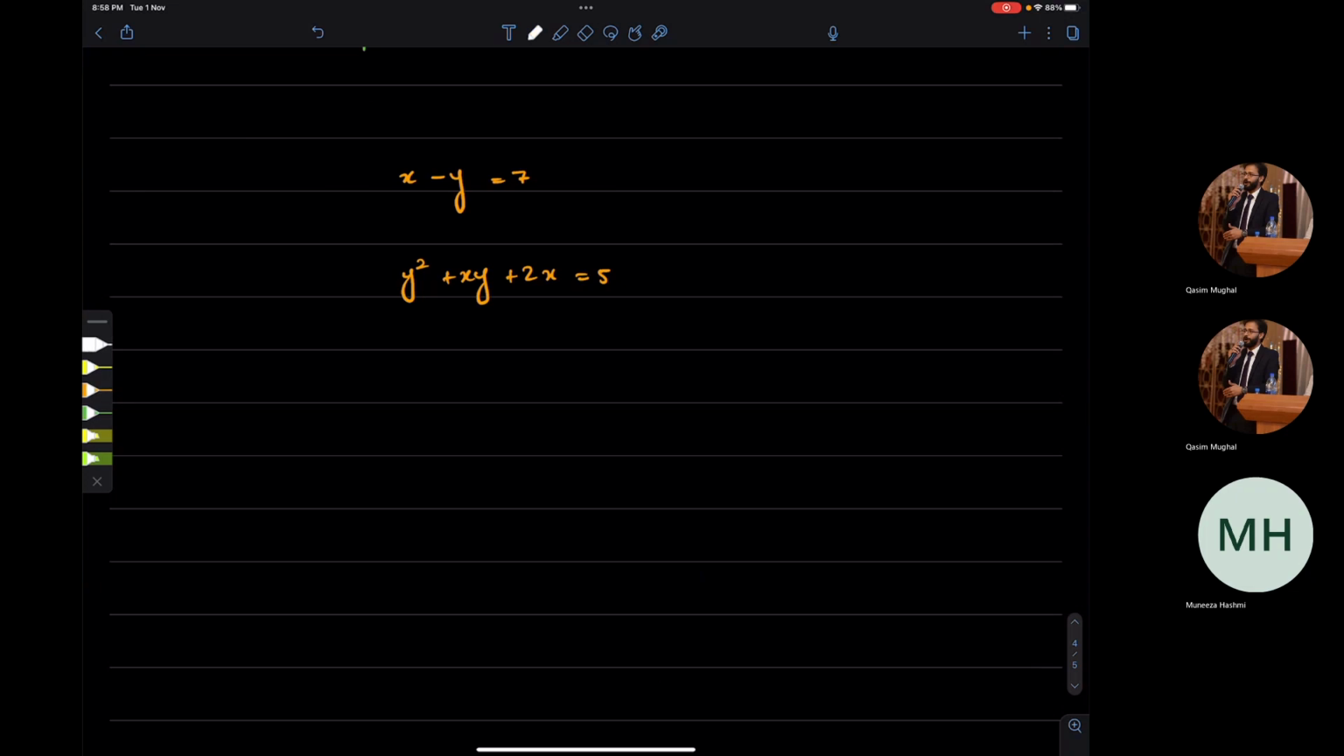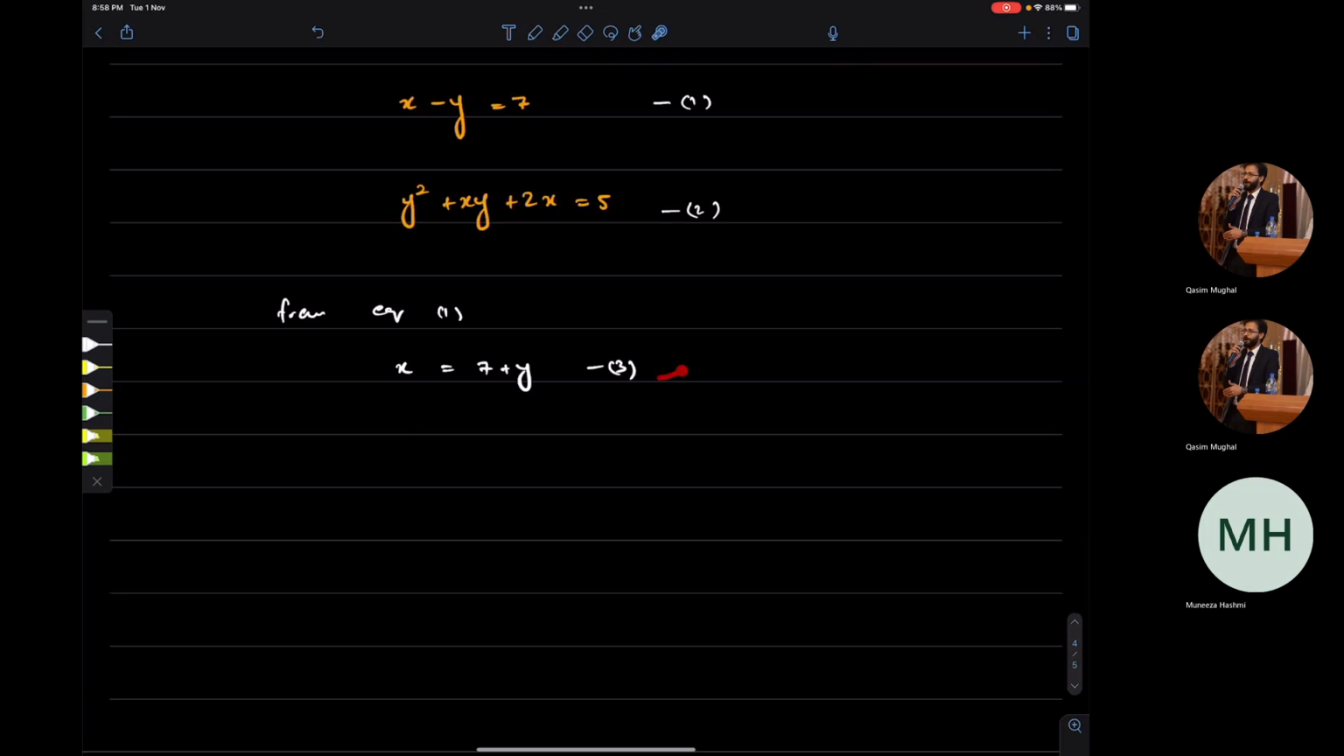Now I just tag this one as equation 1 and this one as equation 2. So I'll be solving this by the substitution method. Let's just say I made x the subject in equation 1. So from equation 1, I get x equals 7 plus y. So that's equation 3 now. Now I'm going to put equation 3 in equation 2.